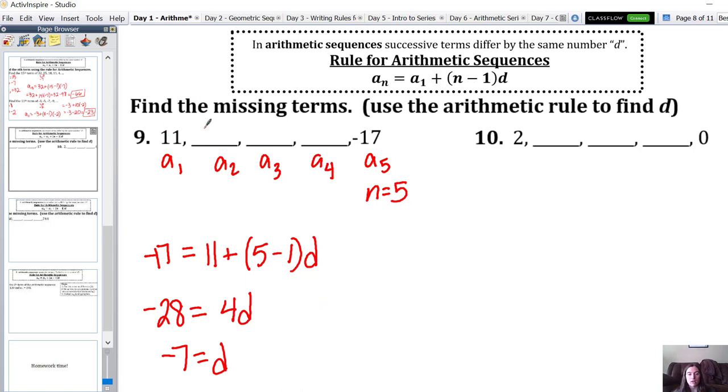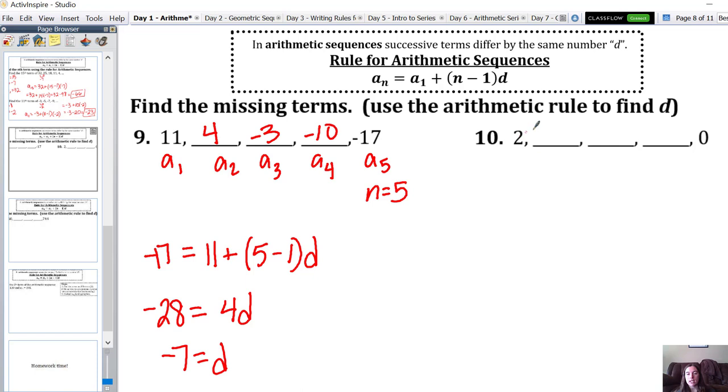So 11 minus 7 is 4. 4 minus 7 is negative 3. Negative 3 minus 7 is negative 10. And negative 10 minus 7 is negative 17. I checked that last one just to make sure that I actually did this right. That's how I'm checking my work here.